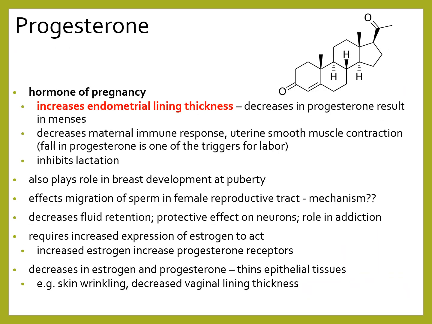Think of progesterone as the hormone of pregnancy. It is made by the corpus luteum. Its job is to increase endometrial lining thickness and to maintain the thickness of that endometrial lining so that the embryo can implant and survive within it during the earliest stages of embryonic development. Decreasing progesterone levels are going to be associated with the breakdown of the stratum functionalis of the endometrium and what is referred to as menses or menstruation.